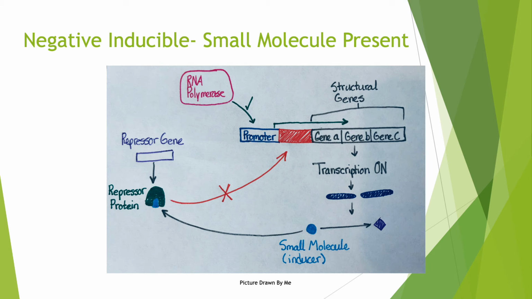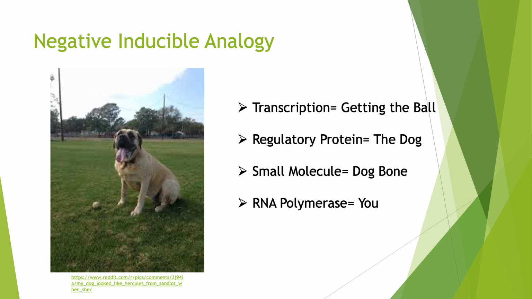Even after illustrations, it can be hard to get it, so here's an analogy that represents the negative inducible mode of transcriptional regulation. Let's say your ball accidentally went into your neighbor's yard, where their big, mean dog is. In this case, getting the ball represents transcription. The dog represents the regulatory protein. A dog bone represents a small molecule, and you represent the RNA polymerase.